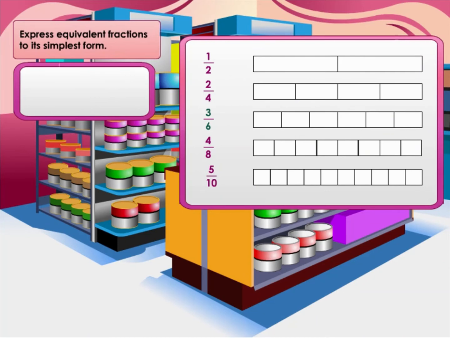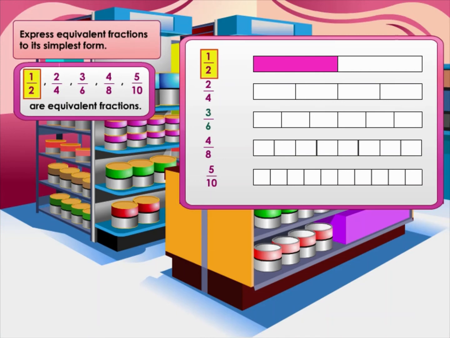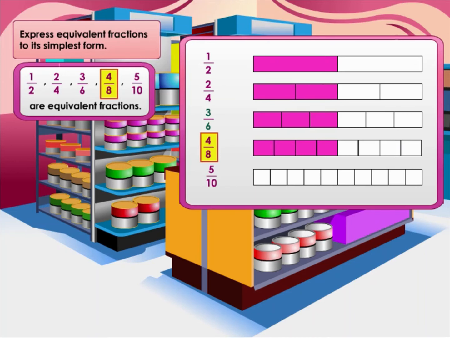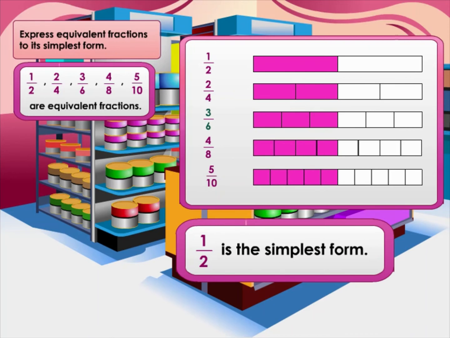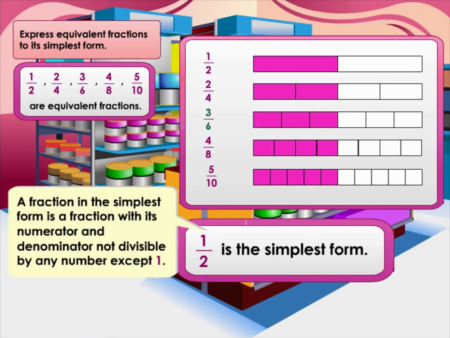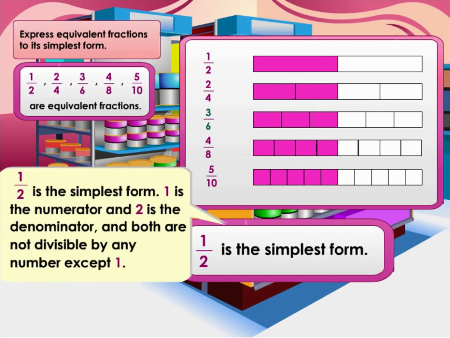Express equivalent fractions in their simplest forms. 1 over 2, 2 over 4, 3 over 6, 4 over 8, and 5 over 10 are equivalent fractions. 1 over 2 is the simplest form. A fraction in its simplest form is a fraction with its numerator and denominator not divisible by any number except 1. 1 over 2 is the simplest form. 1 is the numerator, 2 is the denominator, and both are not divisible by any number except 1.